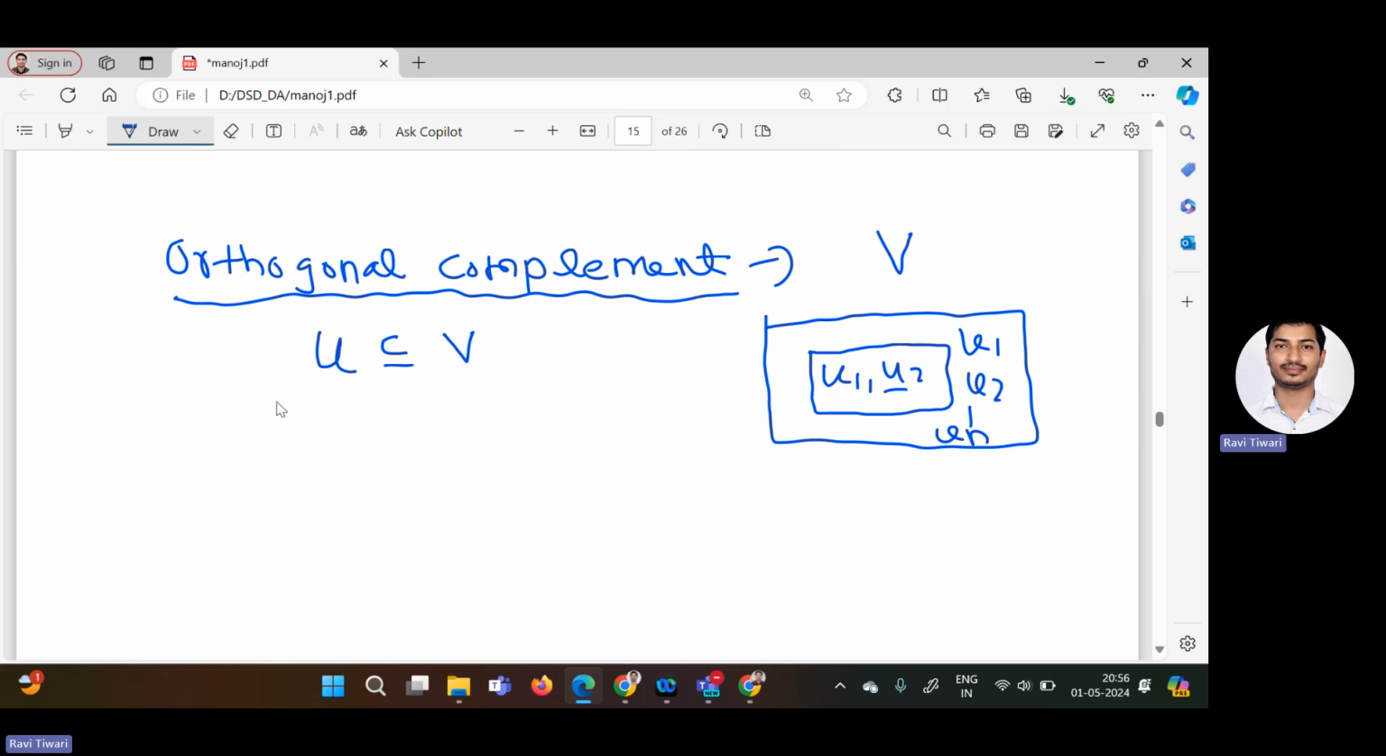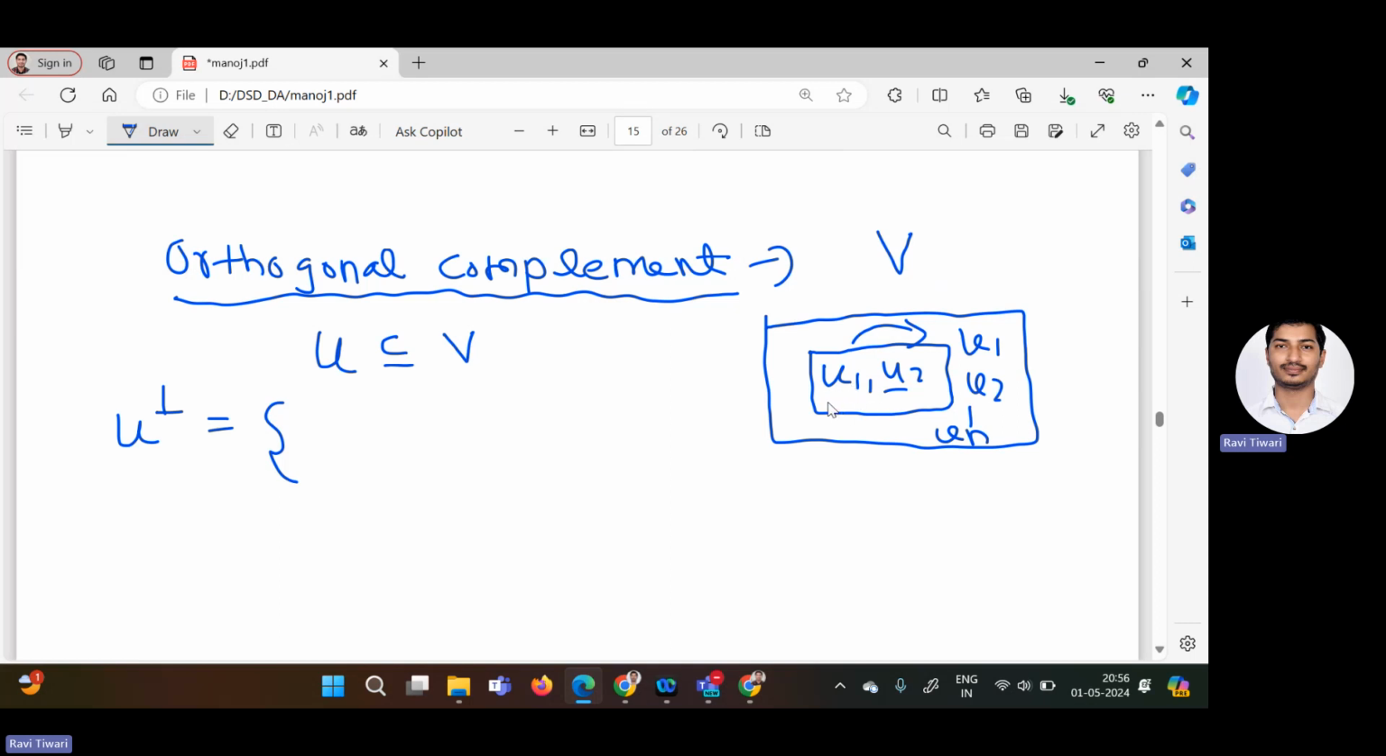So what is the meaning of orthogonal complement of U? This is represented by U with the perpendicular sign. Suppose U is a subspace of a vector space V. The set of all the elements in this subspace which are orthogonal to all the elements of the given vector space is known as the orthogonal complement. Again, I repeat, if U is a subspace of a vector space V, and suppose in the subspace you have 100 or 1000 elements like U1, U2, dot dot, Un.